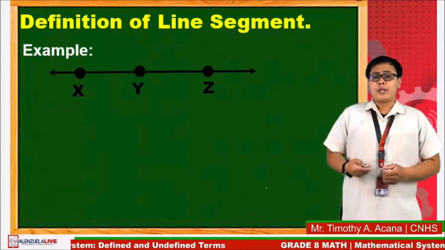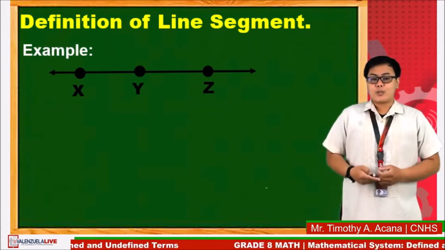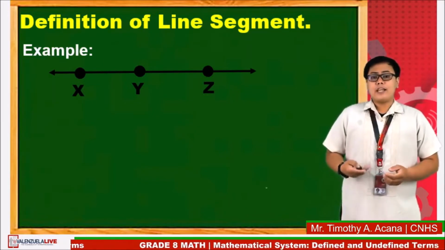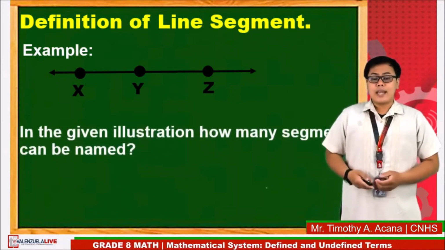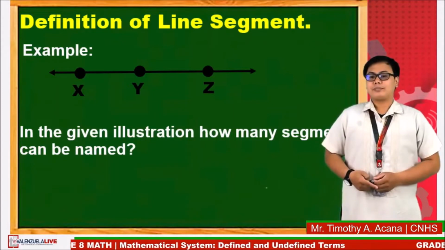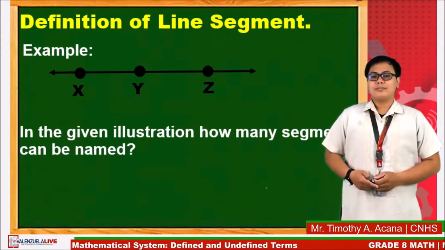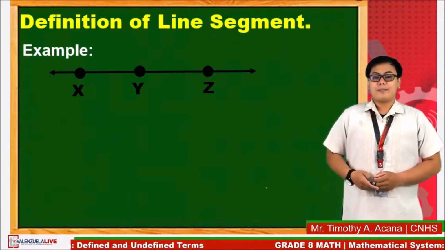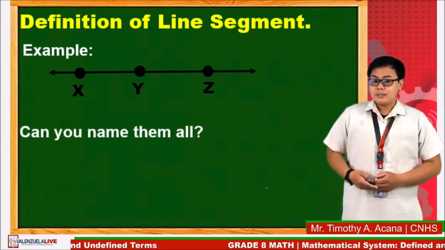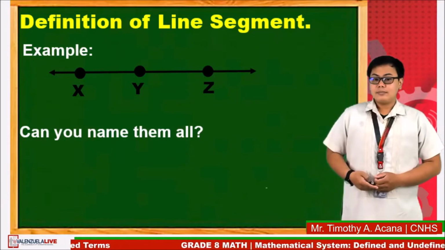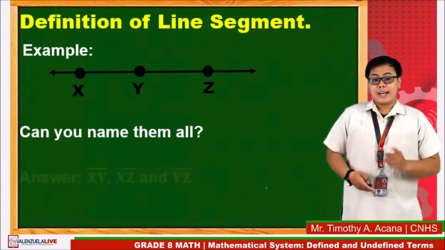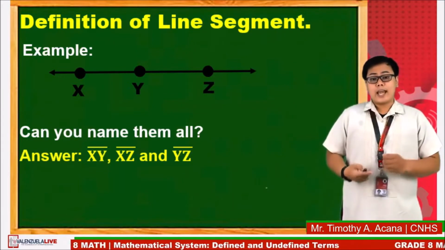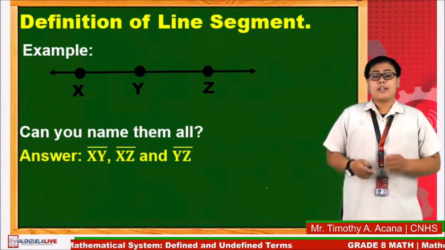Let us refer to the given figure. We have point X, Y, and Z, which are collinear points. In the given illustration, how many segments can be named? Very good. The correct answer is 3. Can you name them all? That is right. The segments are segment XY, segment XZ, and segment YZ.